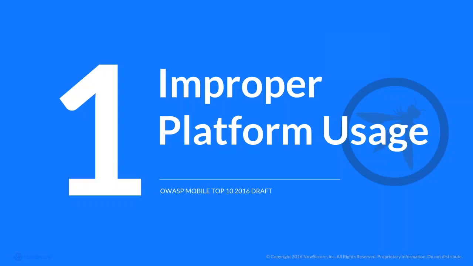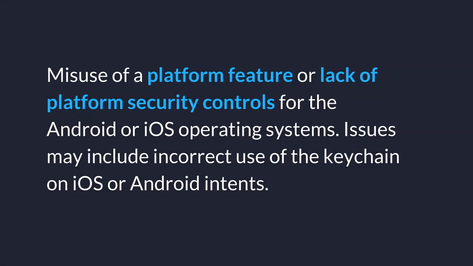Next slide. So the first is improper platform usage. Keith, if you go ahead and move forward. This improper platform usage really focuses on the misuse of a platform-specific feature or lack of platform security controls for the Android or iOS operating systems.